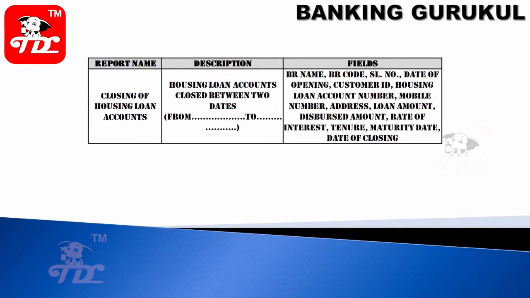The second one will be closing of housing loans. You can generate closing of housing loans between two periods, for a branch, for a region, or for the entire bank. The important fields are how much was disbursed, rate of interest, tenure, maturity, and date of closing. Previously we checked how much loan was opened; now we are checking the loan amount closed and the number of accounts closed between two dates.